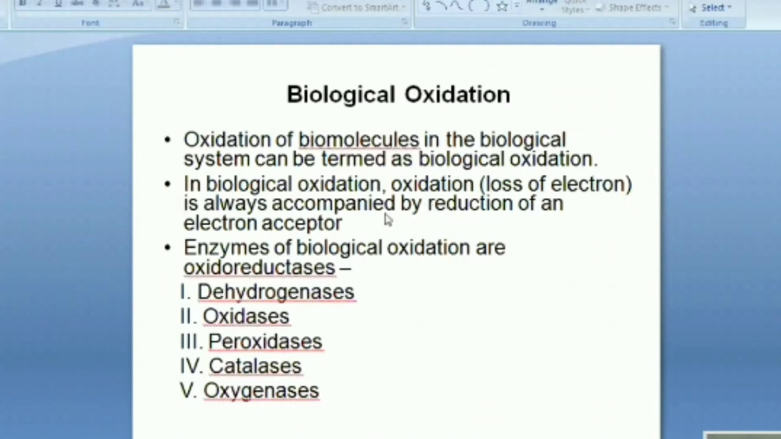Suppose here there are two compounds, A and B.